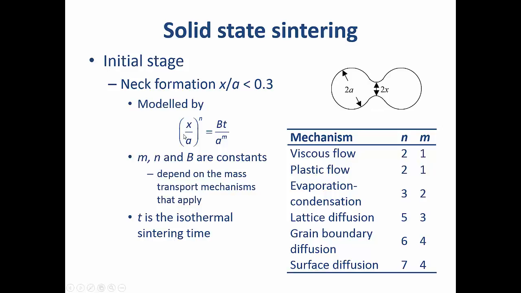it is found for a number of different mechanisms that you can model this by (x/a)^n = B t / a^m, where B is a constant. M and n are both constants, and some values are given here for different mechanisms. And t is the isothermal sintering time. So in other words, it's assumed that everything is happening at a constant temperature, and of course in real systems that's unlikely to be absolutely true.